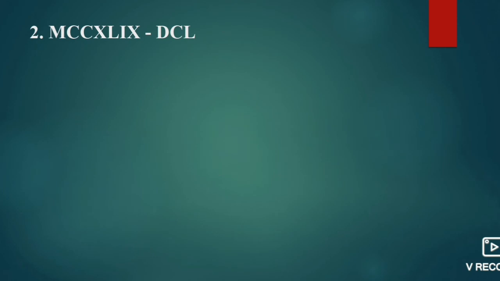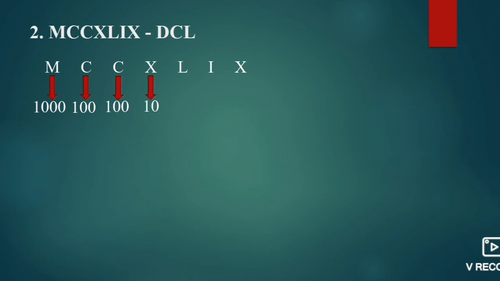Next, MCCXLIX minus DCL. To subtract these Roman numerals, convert the given Roman numerals into Hindu-Arabic numerals. First, let us find the value of MCCXLIX. The value of M is 1000. The value of C is 100. Again, the value of C is 100. The value of X is 10. The value of L is 50. The value of I is 1. And the value of X is 10.